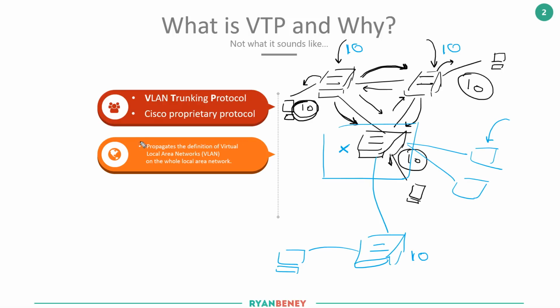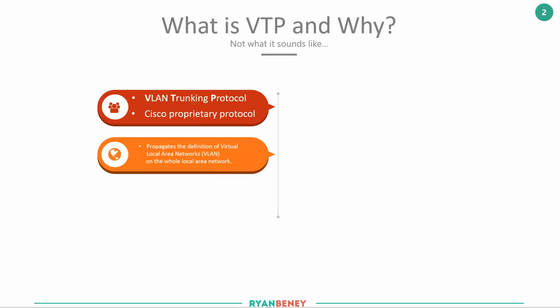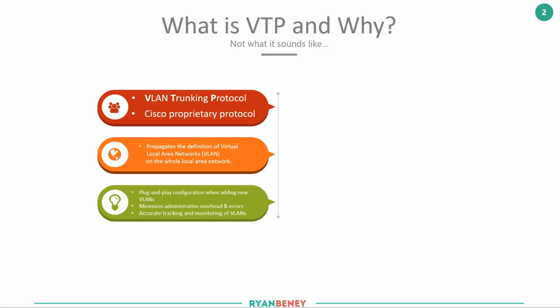So VTP was an attempt to help with the VLAN creation, not the VLAN assignment, with this idea of propagation through our networks. So what benefit does it give us, VTP? Well, it's plug and play configuration when adding new VLANs. So you get a pile of switches from Cisco, brand new, plug them all together, you create one VLAN. Depending on that switch and the VTP configuration, it will start to propagate to the other switches automatically.